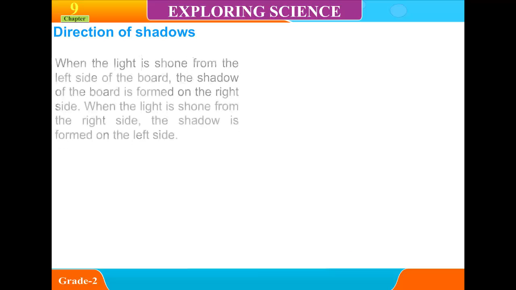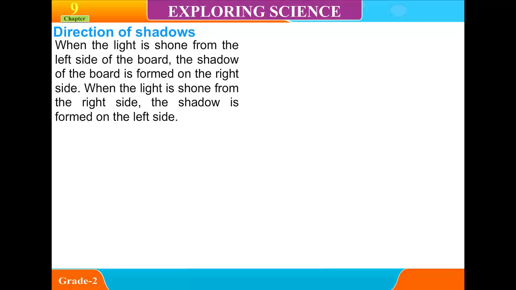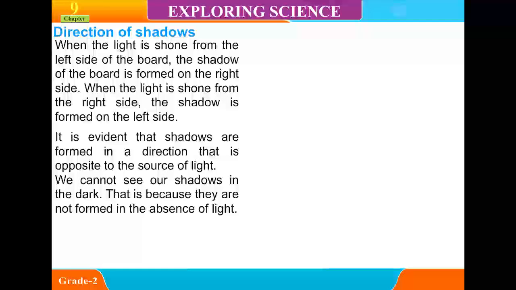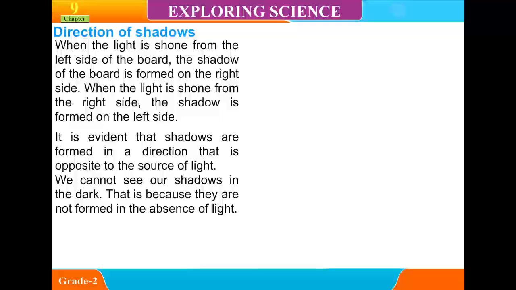Direction of shadows. When the light is shown from the left side of the board, the shadow of the board is formed on the right side. When the light is shown from the right side, the shadow is formed on the left side. It is evident that shadows are formed in a direction that is opposite to the source of light.